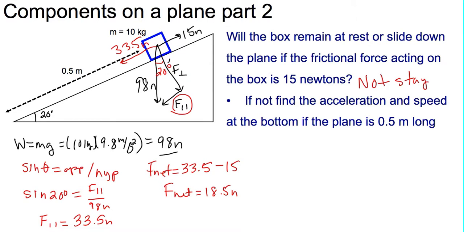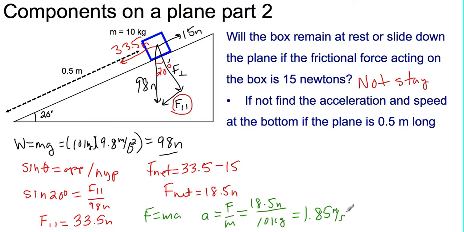Shifting gears a little bit, we now go to our second question. If not, find the acceleration and the speed at the bottom of the plane. Acceleration goes back to Newton's second law, F equals ma, so a is just going to equal F over m. What's making it move along this plane is 18.5 newtons, divided by 10 kilograms, which gives me an acceleration of 1.85 meters per second squared.